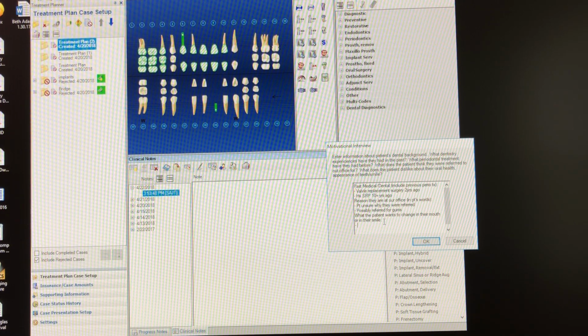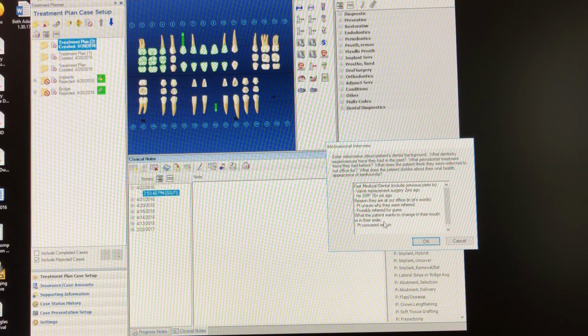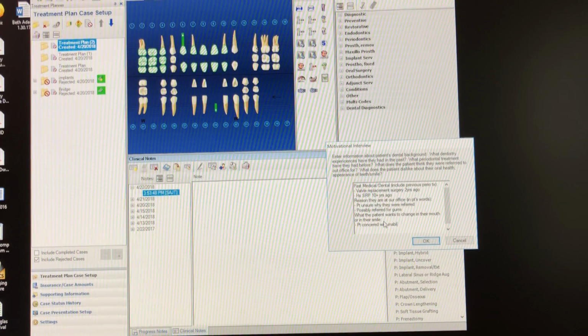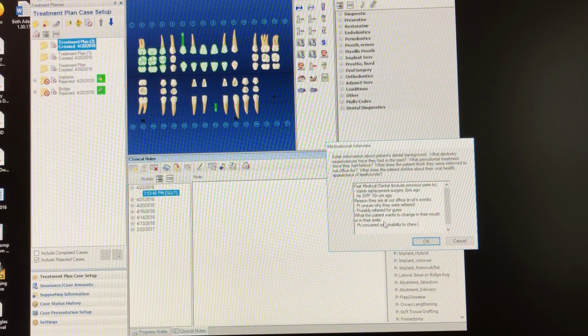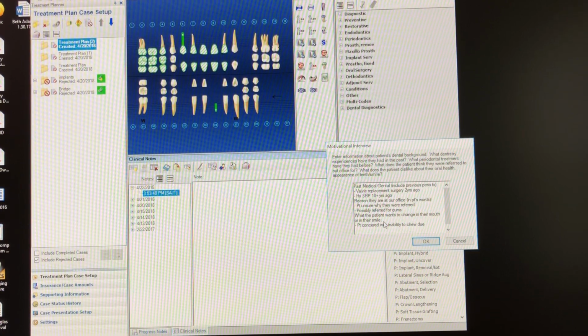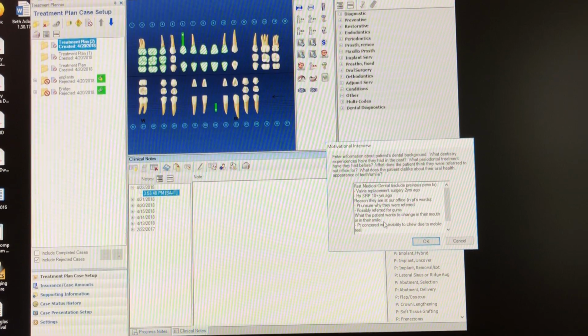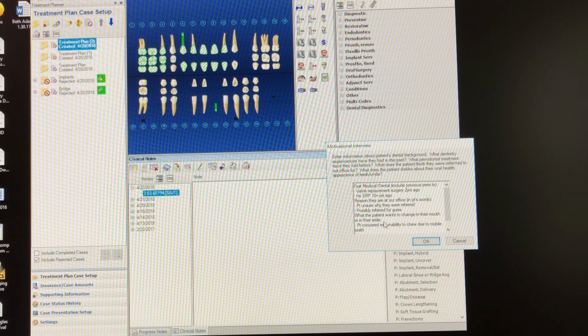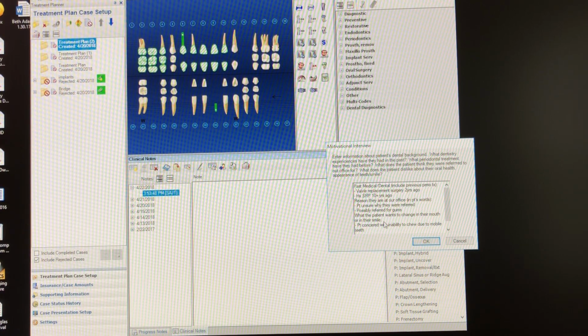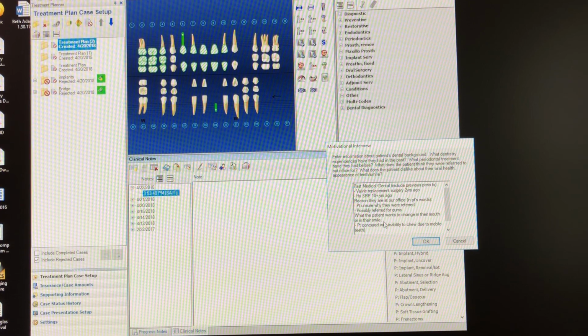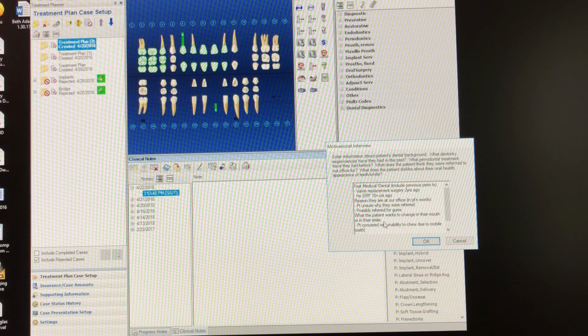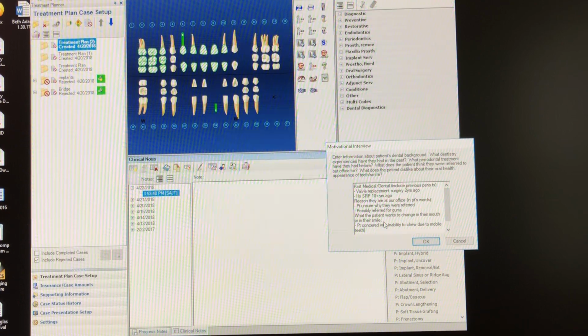You know, patient concerned with inability to chew due to mobile teeth. And you know what? That's okay. I know you guys are typing fast, and if you misspell something, then that's fine. You can go back. In fact, that's actually really important. That brings up a very important point.